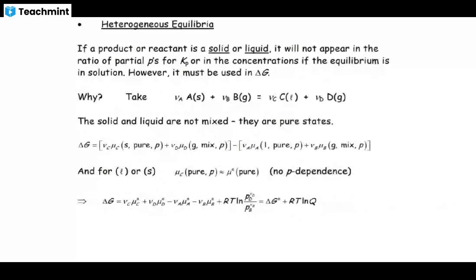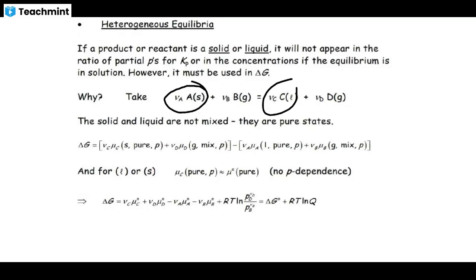So you see the application of the Gibbs free energy like that. Heterogeneous equilibrium: if your product or a reactant is a solid or liquid, it will not appear in the ratio of partial pressures for Kp, or in the concentration if the equilibrium is in solution. However, it needs to be used in delta G. So here, you take this solid A and this liquid C.